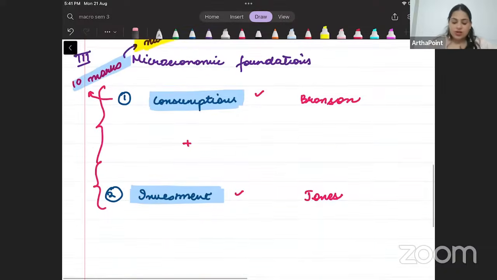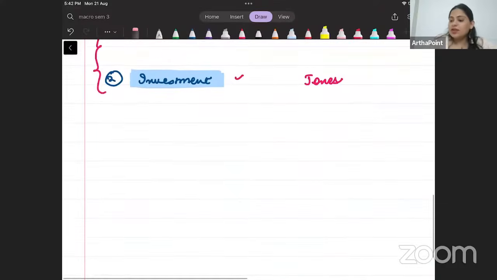ठीक है बेटा? अच्छा, अब हम एक बारी एग्जाम की बात कर लेते हैं. तो जो हमारा फाइनल एग्जाम होगा, as you are well aware, it will be of 90 marks.